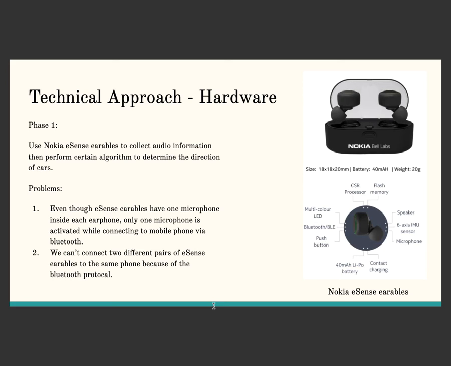The first part of our project is the hardware setup. We have three phases of it. At the beginning, what we want to use is the Nokia eSense wearables. You can collect audio information with the microphone in the two wearables, then analyze the signal, calculate the time difference between the two microphones, and find out the direction of the cars. The problem with that is, even though they have a microphone in both units, only one can be activated while connecting to your mobile phone, and you cannot connect two different pairs of eSense earbuds to the same phone because of the Bluetooth protocol.